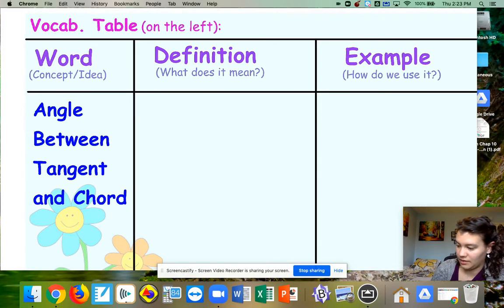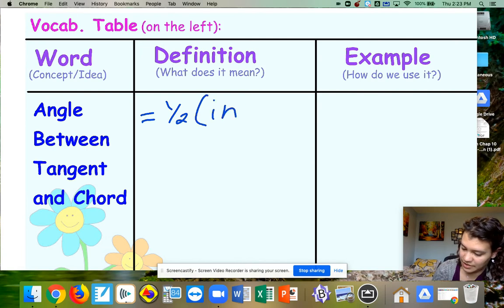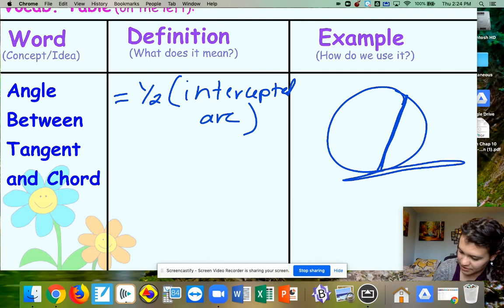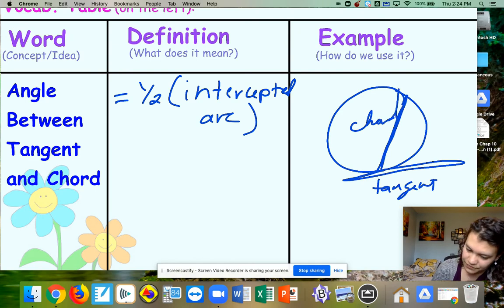Okay, last definition: the angle between a tangent and a chord. This is going to be half the intercepted arc. What that means is, if we have a circle and I have a chord right here, there's your chord. Here's the tangent. This is the tangent, this is the chord. The angle is going to be half of this arc. So if this arc is 100, this angle is 50.